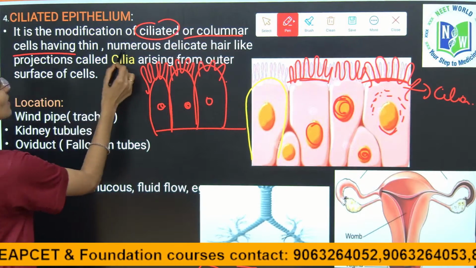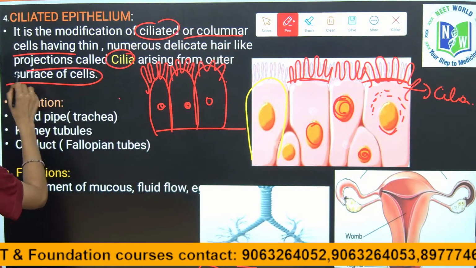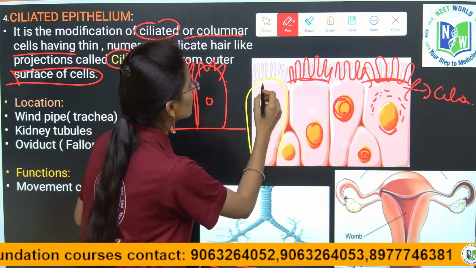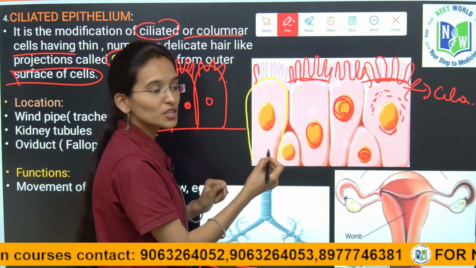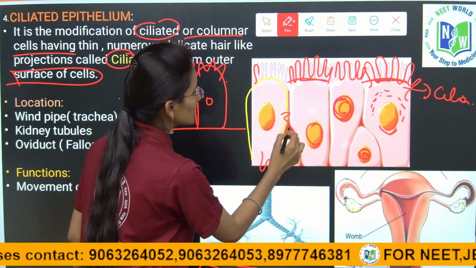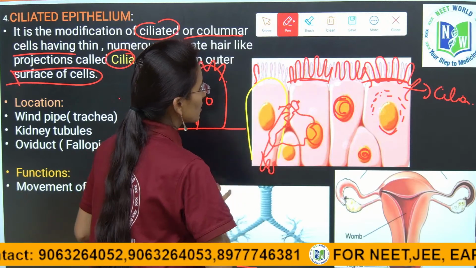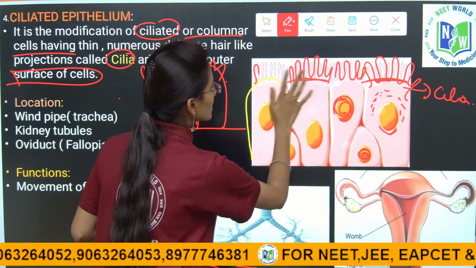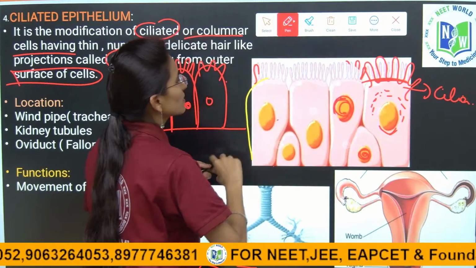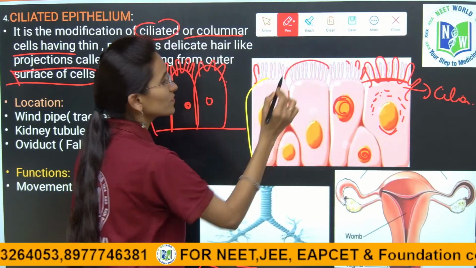And next, cilia arise from the outer surface of the cells. Can you see here? These are not going to arise from the bottom or from the side. They are just going to arise from the top of the cell.